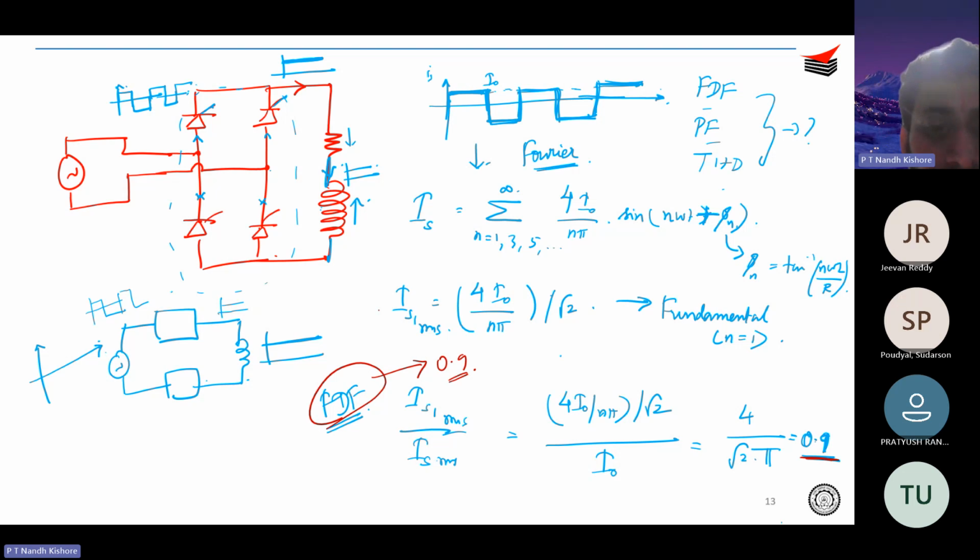Any doubts so far? If you have any doubts, you can tell, or we can go ahead. So fundamental displacement factor is done. Correct.